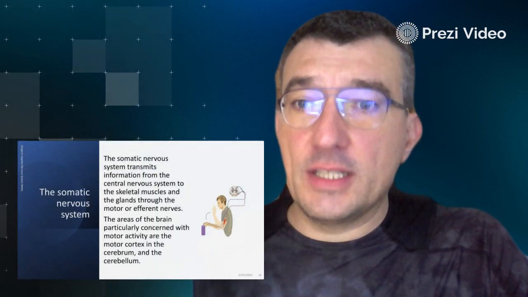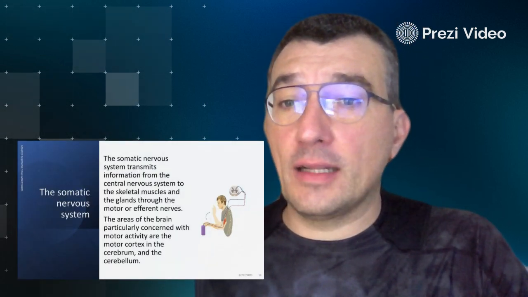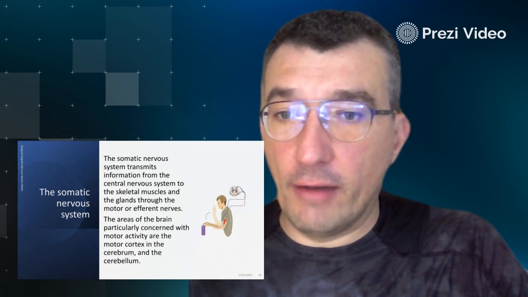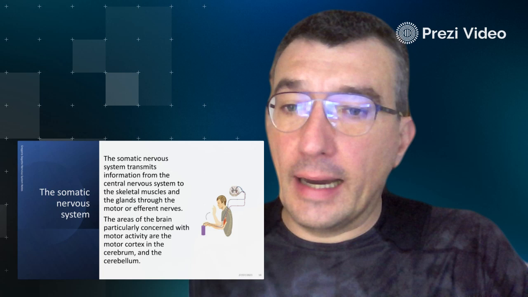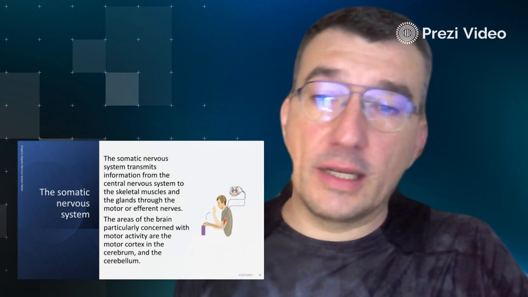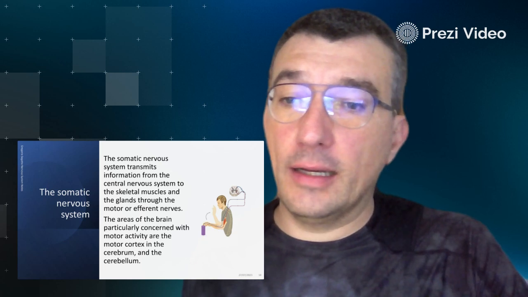The somatic nervous system transmits information from the central nervous system to the skeletal muscle and the glands through the motor or efferent nerves. The areas of the brain particularly concerned with motor activity are the motor cortex, the cerebellum, and the cerebrum.